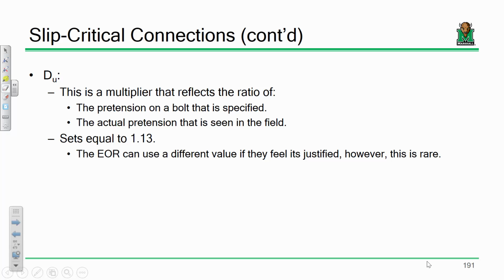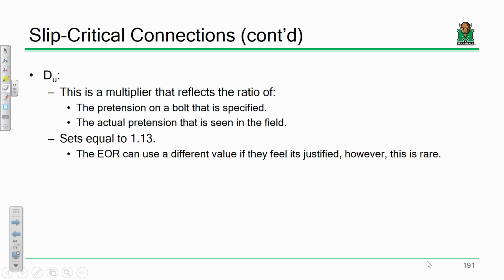What is this d sub u value? It is the ratio between how much pretension we need to generate from a design standpoint versus how much we actually get. And on average, using these prescribed methods, we get about 13% more pretension in the field than what the spec specifies. Okay? That's what d sub u is.